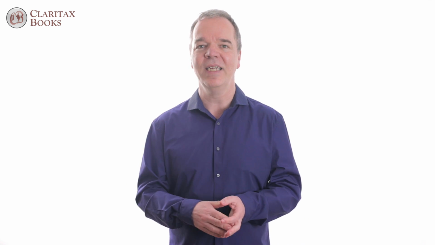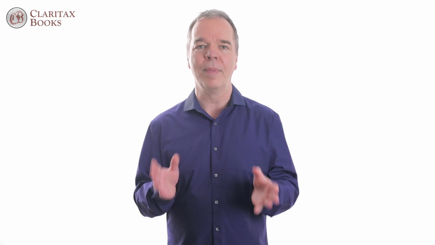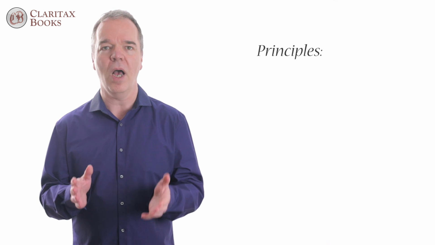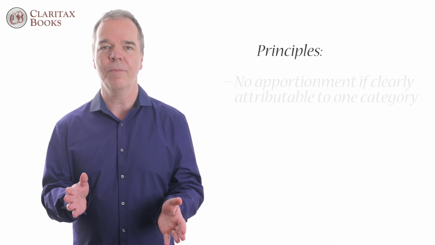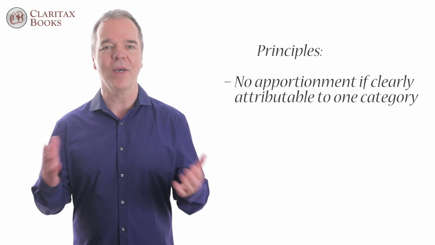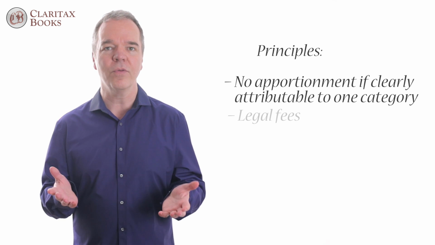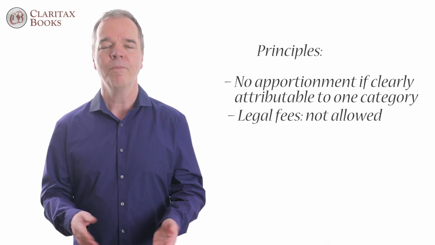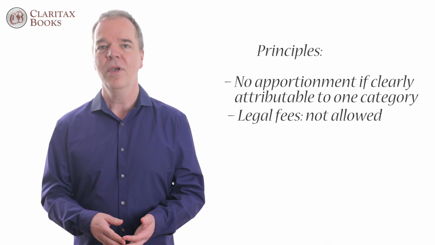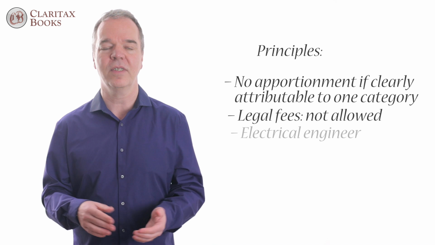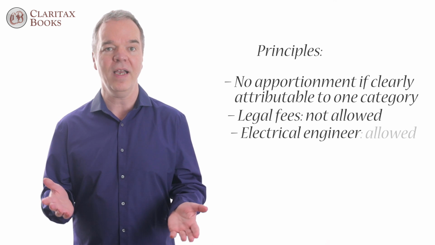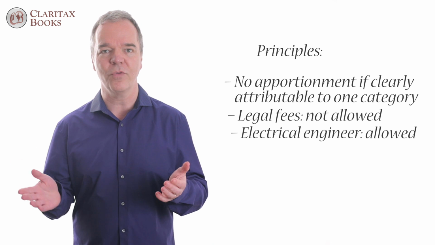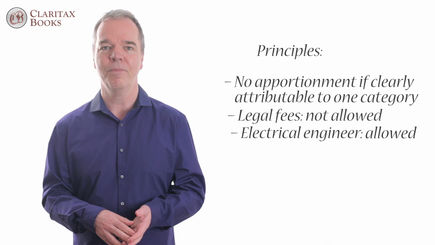In making that allocation, certain rules are to be applied. First, if a cost is properly attributable only to one category of expenditure, it cannot be apportioned among the whole. So if there are legal fees on the acquisition of land, those fees are not allowable at all and must be treated as such. By contrast, the professional costs of an electrical engineer may, on the facts, be wholly allowable, though it may still need to be apportioned between special rate and standard rate expenditure.